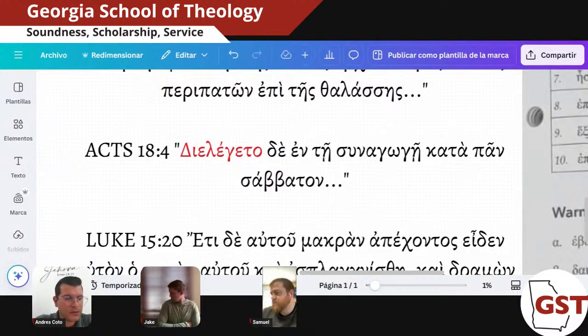So if you study this in the Greek, you will realize that. Well, what does the English version say? I think Jake might be frozen. I can read it. Acts 18:4. It says, "And he was reasoning in the synagogue every Sabbath and trying to persuade Jews and Greeks."